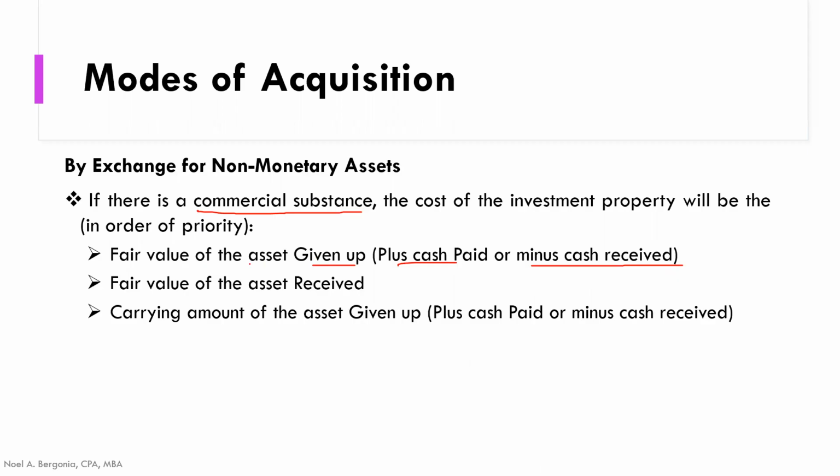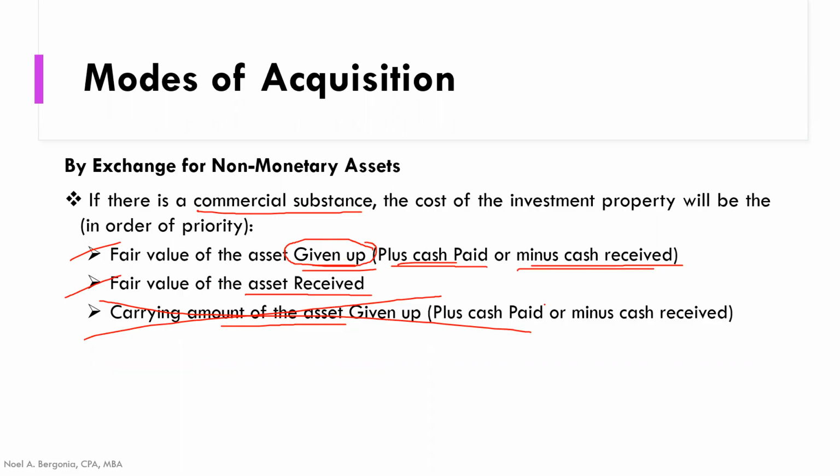So again, that applies when the fair value is available. The fair value of the asset given up; if the fair value of the asset given up is not available, then you can use the fair value of the asset received. The last priority would be the carrying value of the asset given up. Although with commercial substance, this is not really reached, because either of the two fair values will be present. Just to reiterate, if both are present, we will use the fair value of the asset given up plus cash paid or minus cash received, if any.